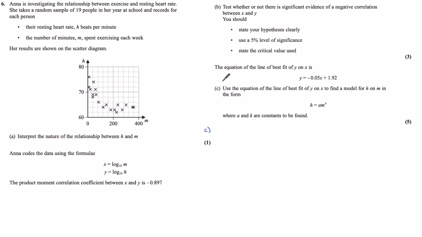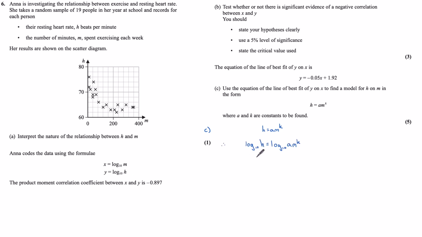Part C. The equation of the line of best fit of y on x is y is equal to negative 0.05x plus 1.92. Use the equation of the line of best fit of y on x to find a model for h on m in the form h equals a m to the power k, where a and k are constants to be found. So we'll start from h is equal to a times m to the power k, and we want to rewrite this so that we've got log base 10 of m and log base 10 of h. So let's take log base 10 of both sides.